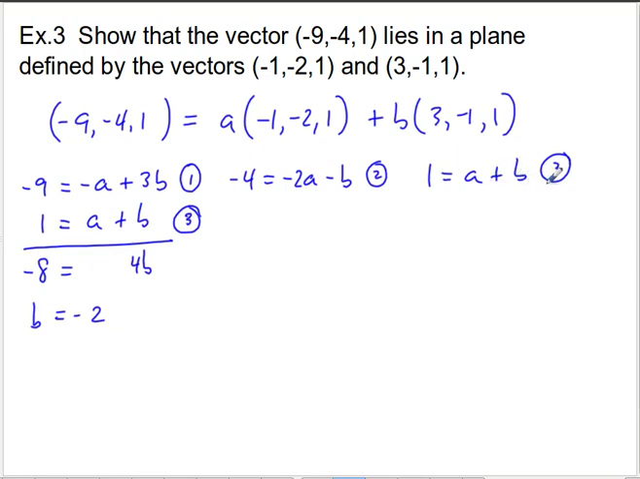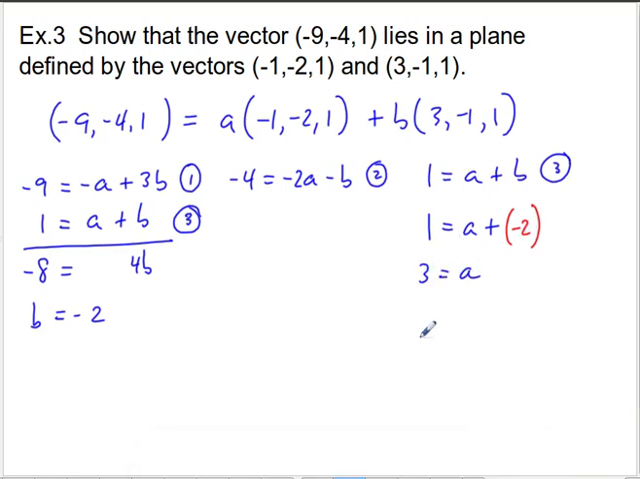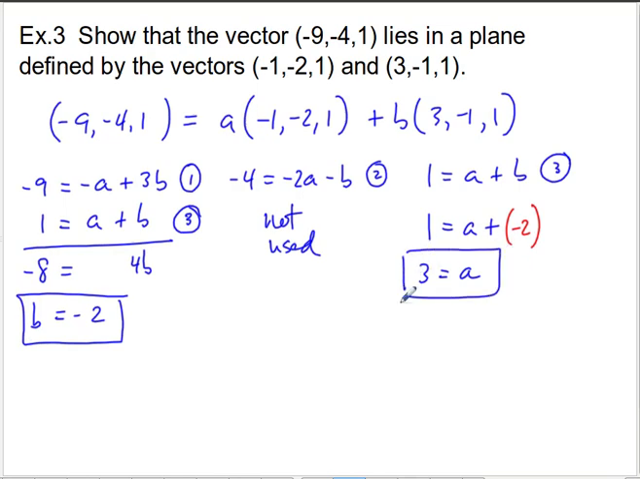And now I substitute b equals -2 here, so I get 1 equals a plus b, where b equals -2. And so, of course, I bring that over, and I end up with a equals 3. Turns out I didn't even need to use this one. So I end up with b equals -2, a is equal to 3.